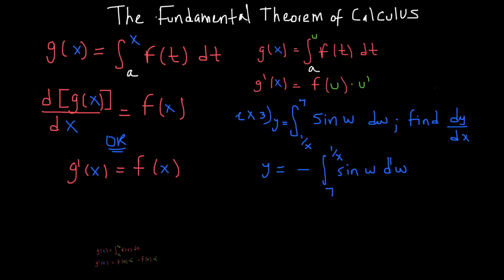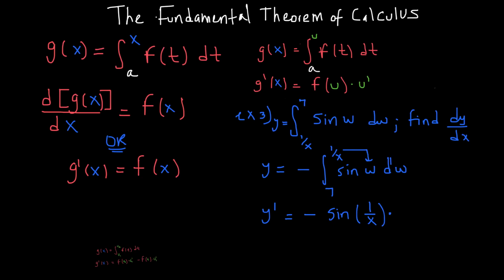Now, let me use the theorem. If you want y prime, I'm still going to have a negative because that's like a constant coefficient coming down. And for the integral, when I take the derivative of the antiderivative, I'm going to get sine. But that w is going to be replaced by the upper function 1 over x. And then by the chain rule, I'm going to multiply by the derivative of my upper limit, which is 1 over x.